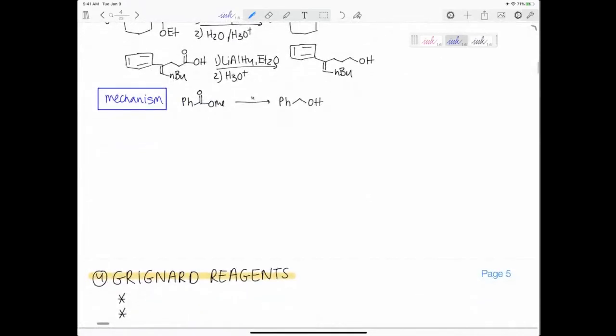So what we have is our starting material, right, with aluminum hydride right here. So like the one with sodium borohydride, same thing. This hydrogen here is going to attack the carbonyl, and then the oxygen from the carbonyl is going to connect itself to the aluminum atom, right? So what we have would be this here.